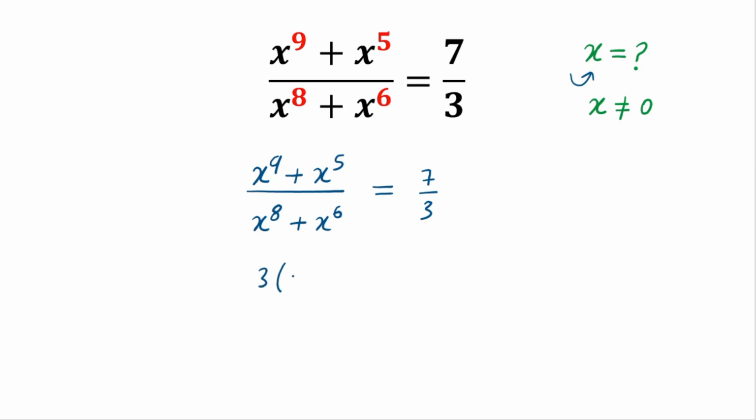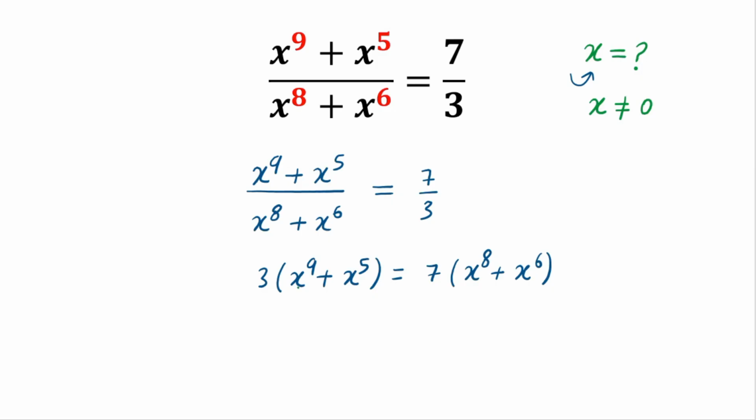3 is multiplied by x^9 + x^5, and this 7 is multiplied by x^8 + x^6. Now look carefully at the left hand side and right hand side. Here x^9 + x^5 and here x^8 + x^6.